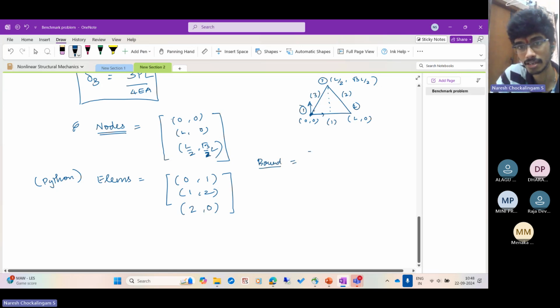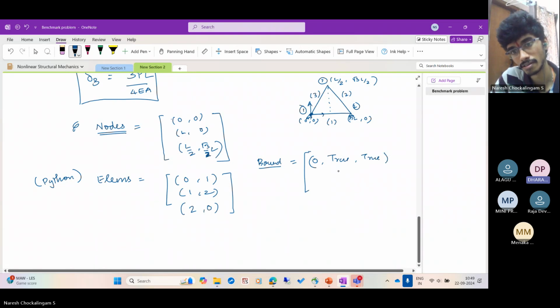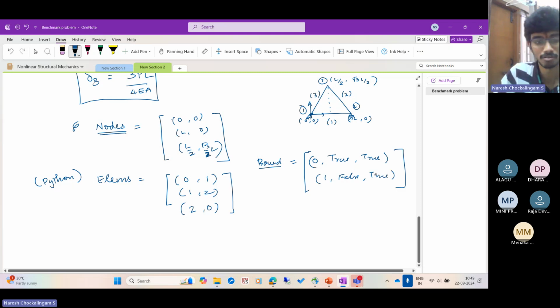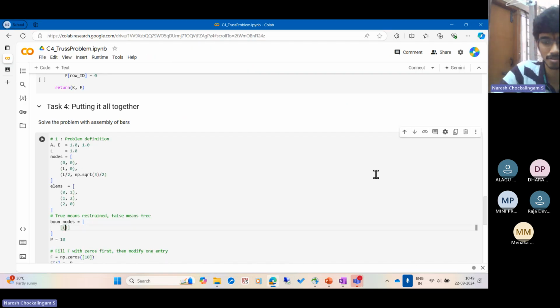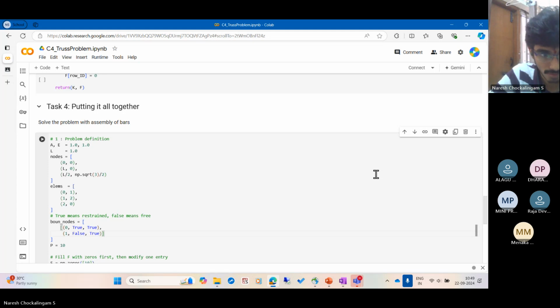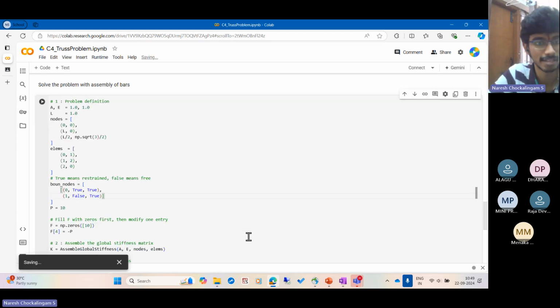Boundary conditions are what? So here it is fixed and here you have 0, 2, roll. 2, 0, 1, 2, 2, 1, false, 2. Very good. So we'll do that. This is 0, true, 2, and 1, false, 2. Load is 10. Load we will just take as 10.